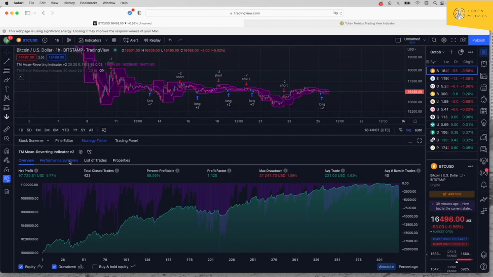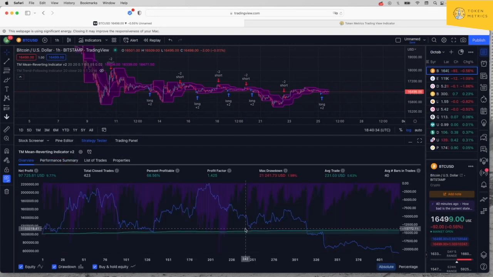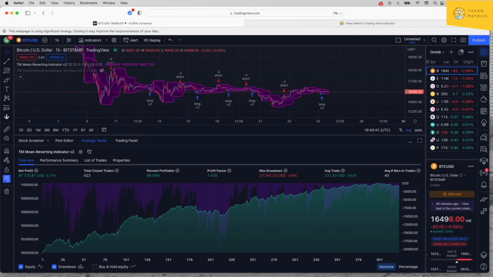For a 10% return and only 2% drawdown, while holding the coin would have been down, especially if you were just long the token. As you can see here, our performance was much better than just holding. And that is also similar to other tokens.